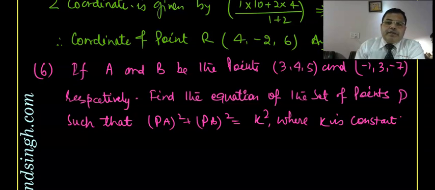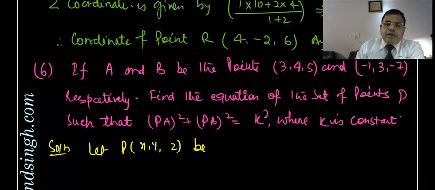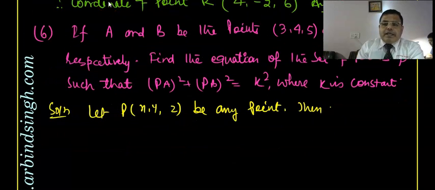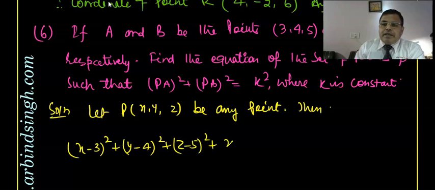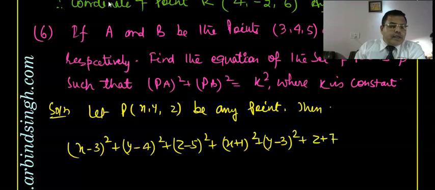So we can write the solution like, let P(x, y, z) be any point. Then PA square is (x - 3) whole square plus (y - 4) whole square plus (z - 5) whole square, plus PB square is (x + 1) whole square plus (y - 3) whole square plus (z + 7) whole square, is equal to k square.